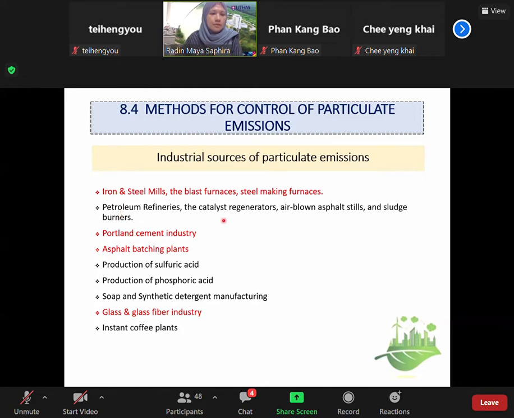Okay, petroleum refineries, Portland cement industry, asphalt, and then sulfuric acid. Okay, it can contribute to the high sulfur dioxide, glass and glass fiber and so on.